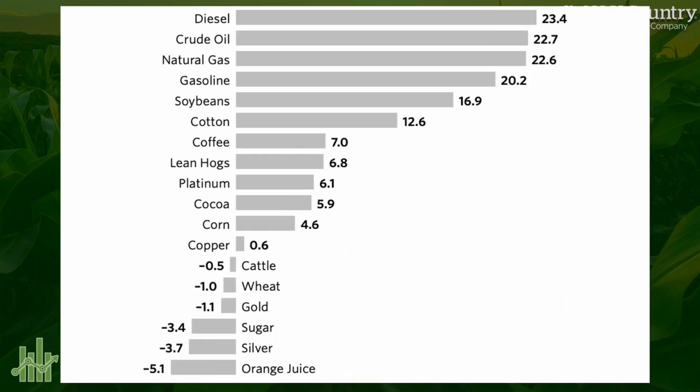But so far, starting 2022, been a big year for commodities. The energy sector has really been the driver. Diesel, crude oil, natural gas, gasoline, all posting big numbers here to start this year. Soybeans up 17%, cotton, hogs, corn also posting gains so far. Only cattle and wheat a little bit lower here to start the year.